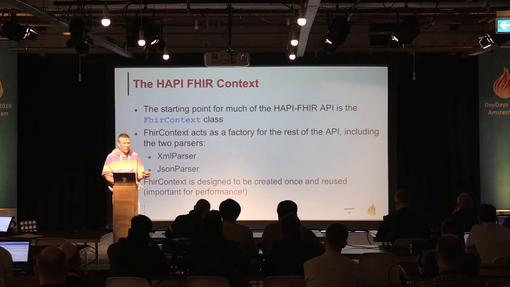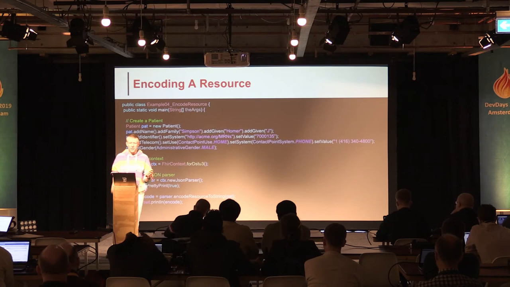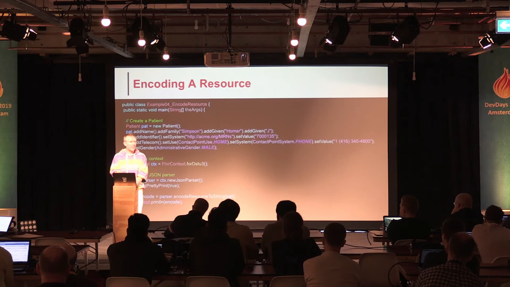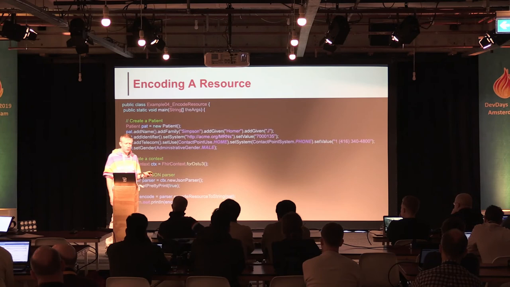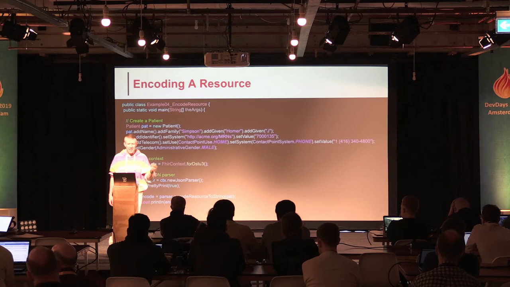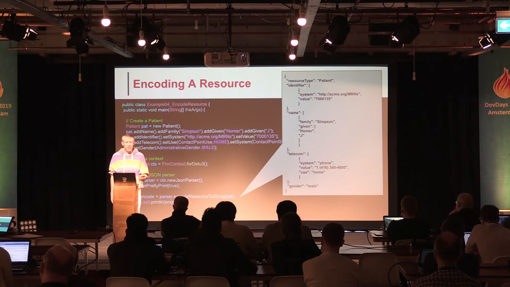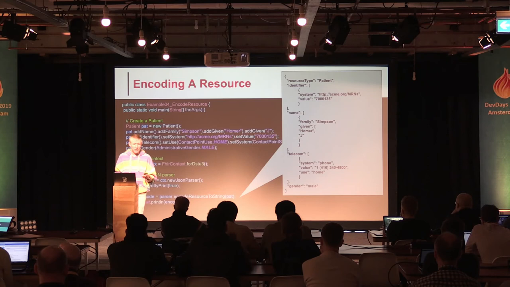A simple example of using the parser is shown here. Everything we do in HAPI always starts by creating this FHIRContext object. And then you ask the context for whatever you want. In this case, I'm asking it for a JSON parser. The parser can be configured in all sorts of ways. In my example here, I'm configuring it for pretty printing, which is that nice indented syntax. And then I call encodeResourceToString on my parser, and it will spit out a nice serialized version of the content I showed. So what does that look like on my example? Because I've said pretty printing, I've got this nice formatted version of the resource that I'm showing you on the screen.